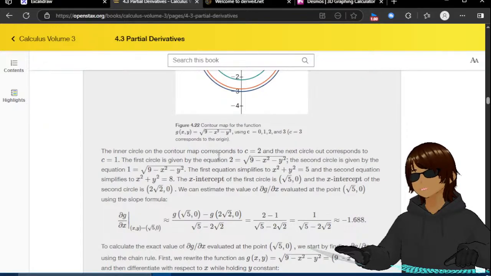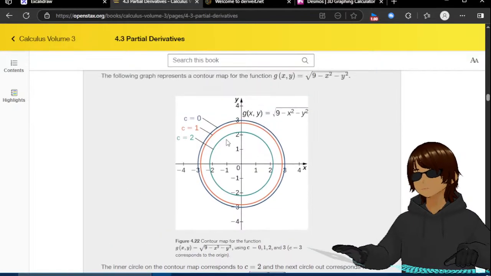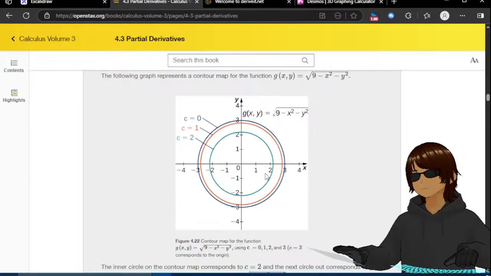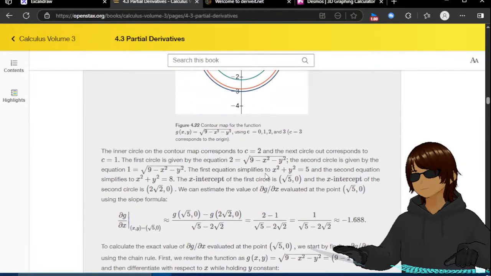The first circle is given by the equation 2 = root of 9 minus x squared minus y squared. The second circle is given by the equation 1 = root of 9 minus x squared minus y squared. The first equation simplifies to x squared plus y squared equals 5, and the second simplifies to this. The x-intercept of the first circle is (root 5, 0), and the x-intercept of the second circle is this.